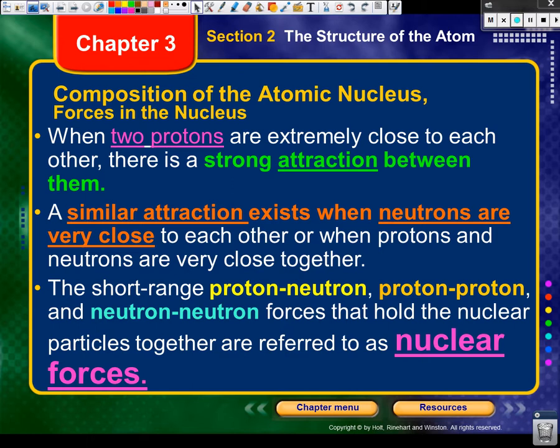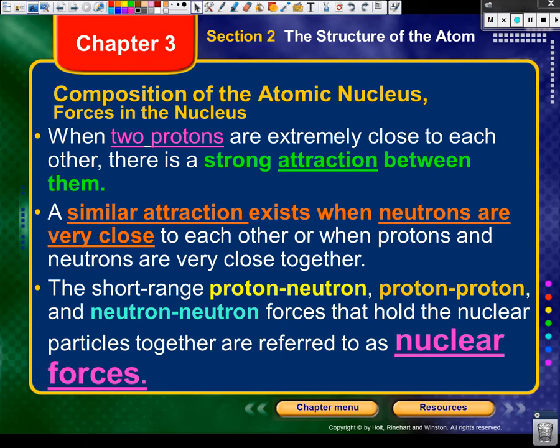It's kind of the opposite. It's the force that holds the nucleus together. What two things are in the nucleus? Basically, it's the force that protons have on each other, the force that neutrons have on each other, and the force that protons and neutrons have on each other. So that second to last bullet says the short-range proton-neutron, proton-proton, and neutron-neutron forces that hold the nuclear particles together is called the nuclear force.